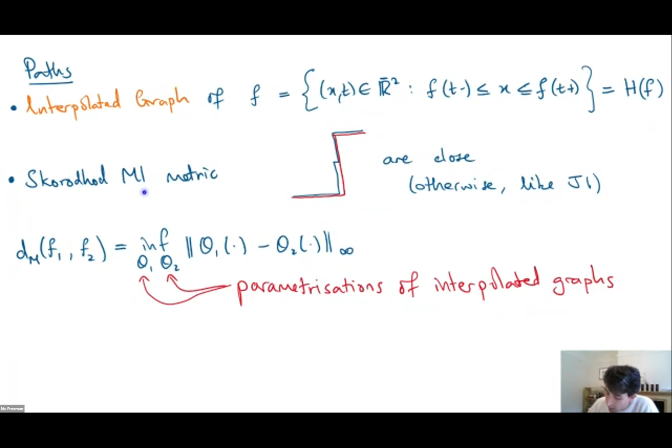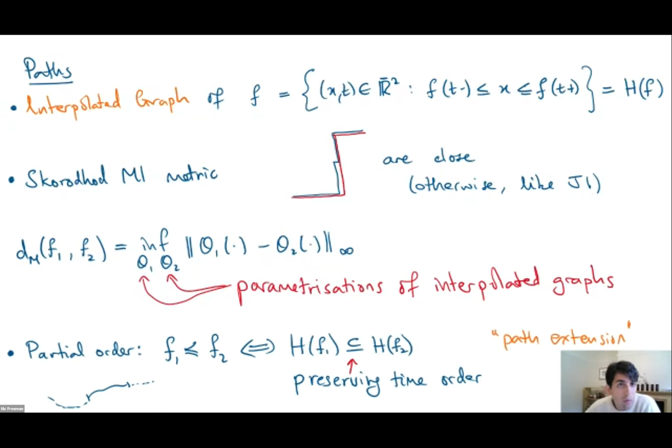Okay. And there's a natural partial order on paths, which you might call the order of path extension. Okay, so F1 is less than F2 if I can take the endpoints of F1, add a little bit on to each endpoint, and then get to F2. Right? And you might think of that as set inclusion of the interpolated graphs. In fact, I need to be a little more careful if there's some degenerate cases where I need to specify that this set inclusion also preserves the time order.